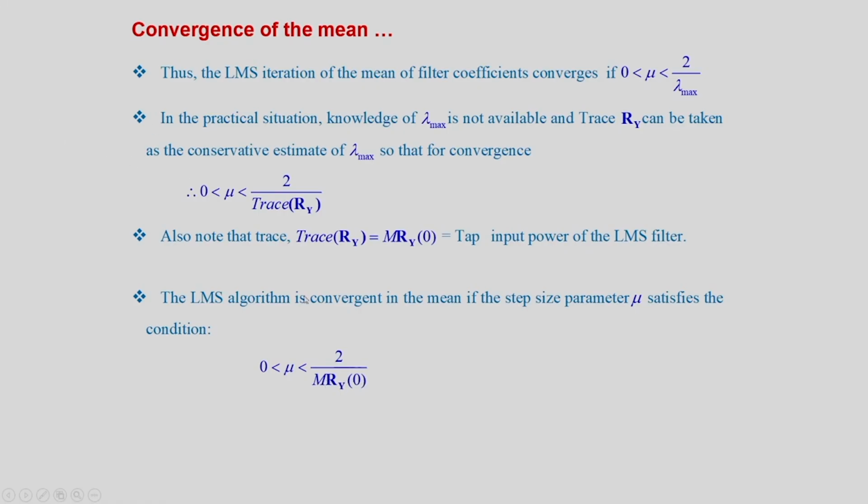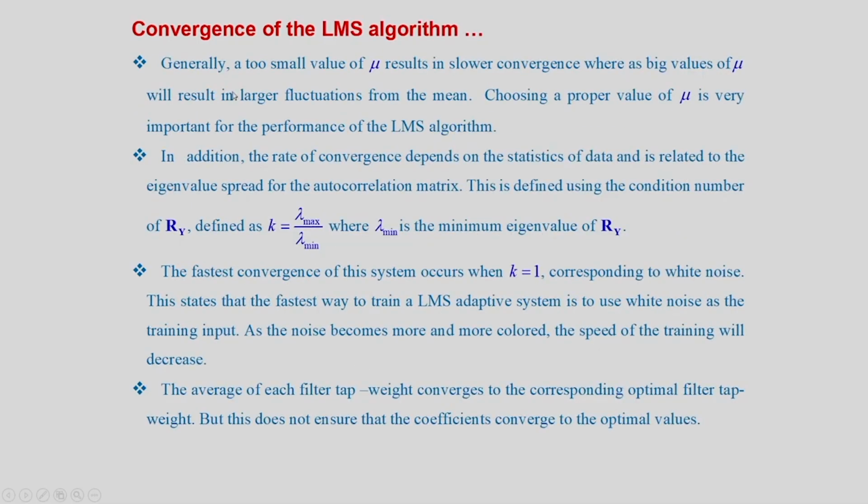So, that way we have to choose a value of mu which is less than this quantity. If we select too small a value of mu, then convergence will be slow, whereas a big value of mu will result in larger fluctuation from the mean. Choosing a proper value of mu is very important for the performance of the LMS algorithm.